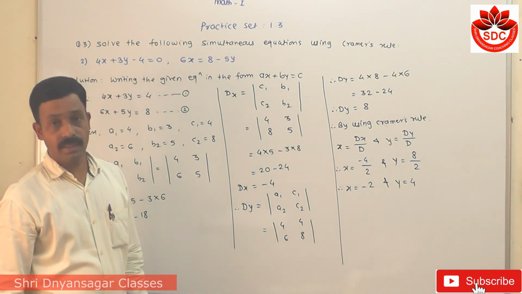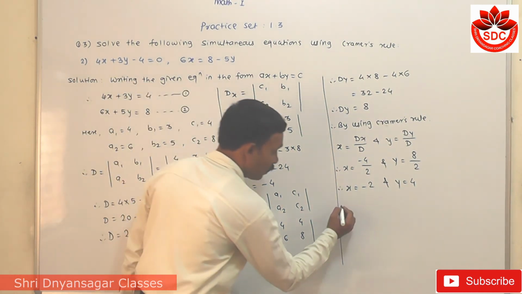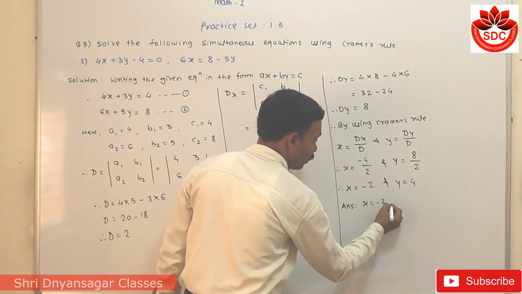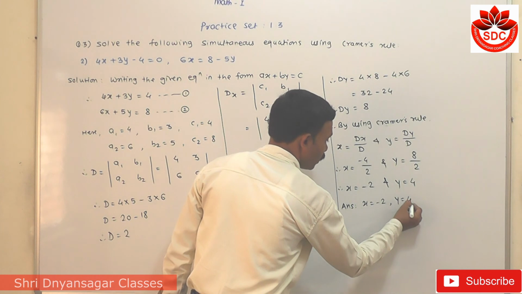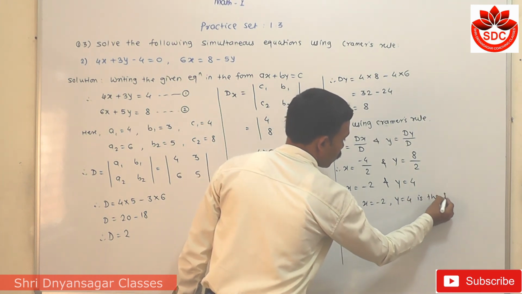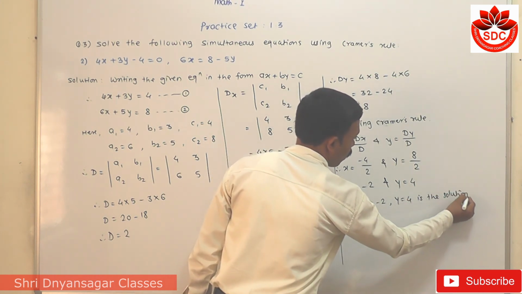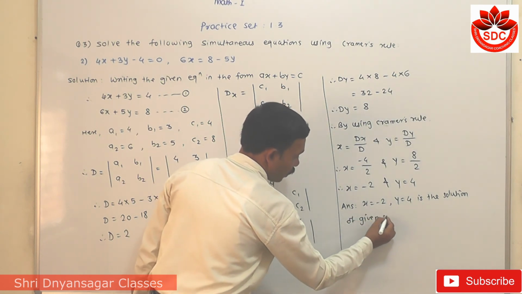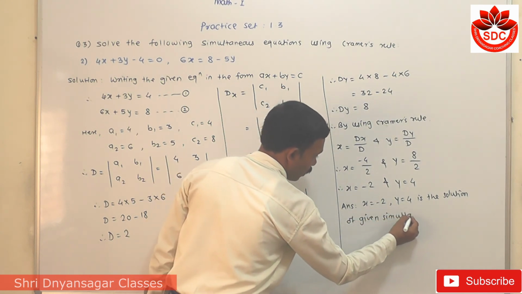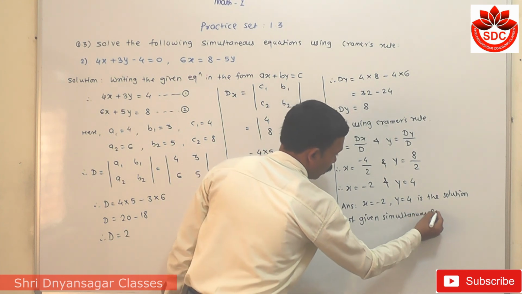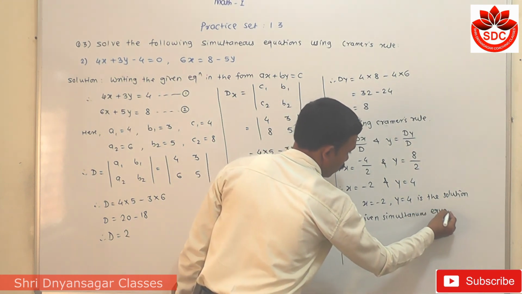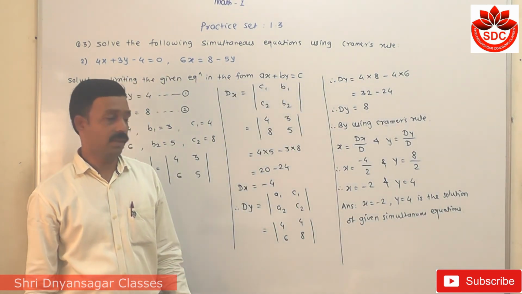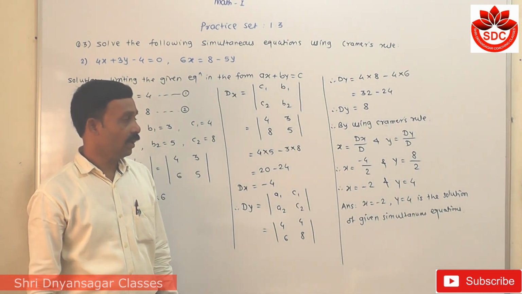We can write the answer in full sentence. Therefore, the answer: x is equal to minus 2 and y is equal to 4 is the solution of given simultaneous equations by using the Cramer's rule method. Can you understand this? Okay.